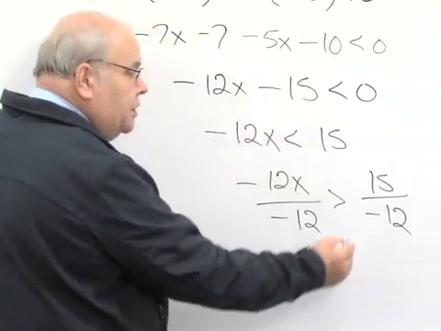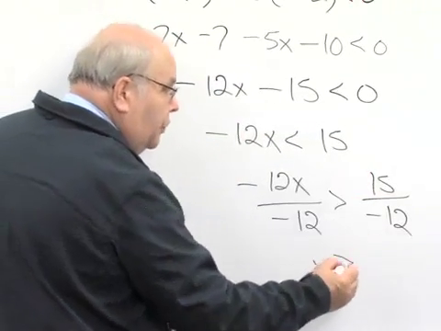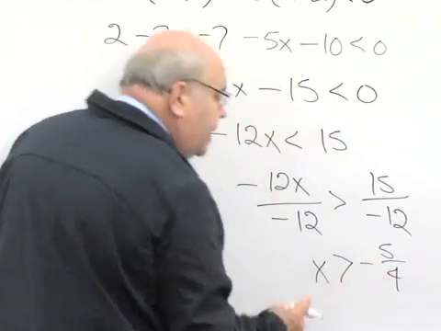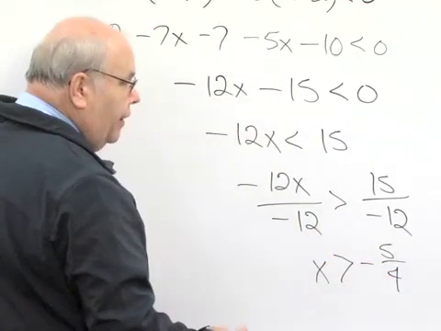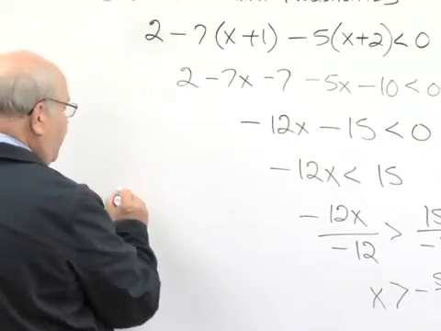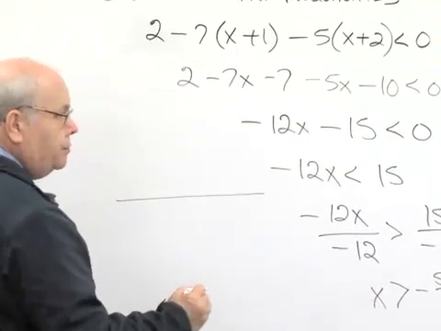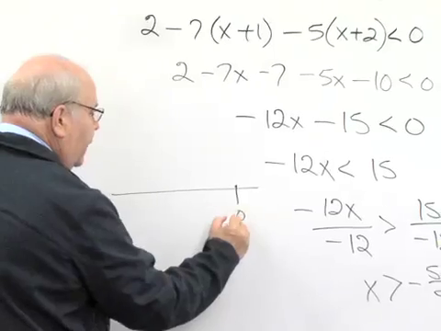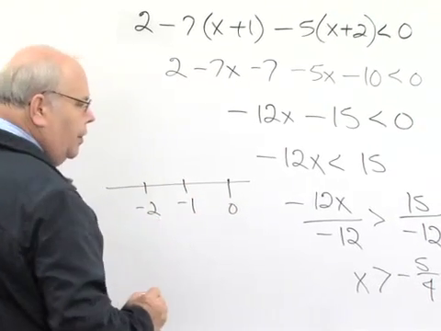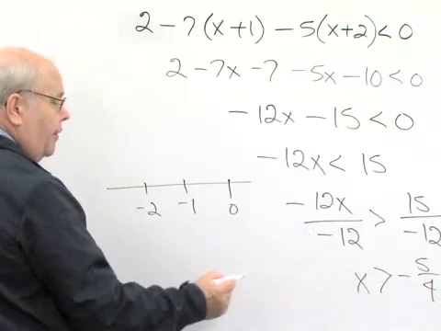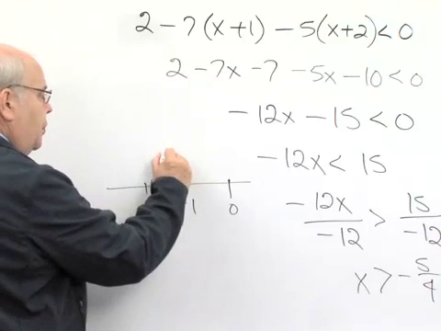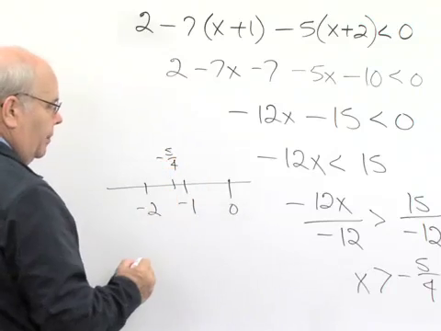I want to reduce this fraction. Instead of 15/12, we'll make it 5/4. So x is greater than negative 5/4. What would this look like on a sketch? Suppose we just draw a short, small number line that's long enough to see the points 0, minus 1, and minus 2. Minus 5/4 is about minus 1 1/4, so we can approximate its location on the number line.